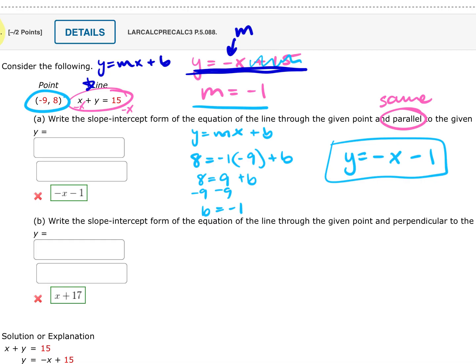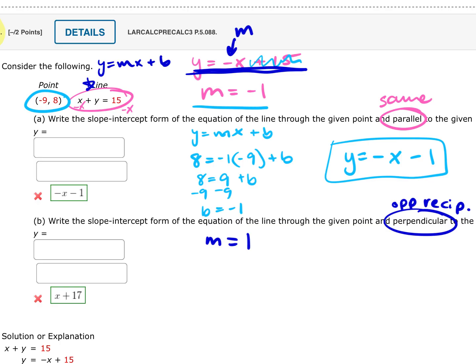So if our line is perpendicular to the given line, what's our new slope going to be? Opposite reciprocal. So that means we change the sign and we flip it. So Kevin, what's our new slope? Positive 1. Perfect. Because negative 1 over 1 would just flip to positive 1 over 1, which is still just 1.